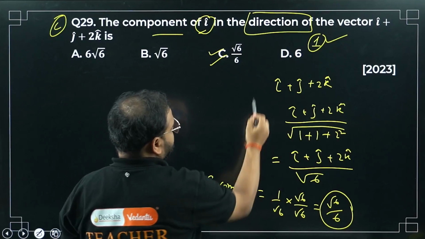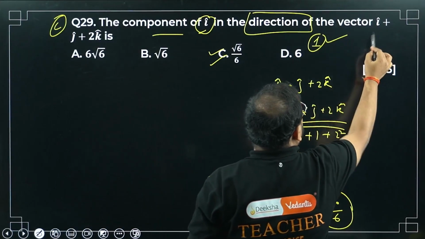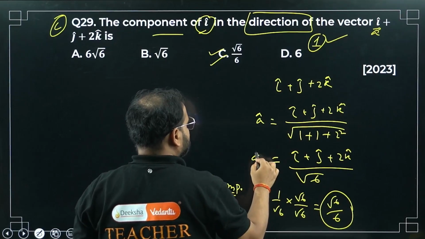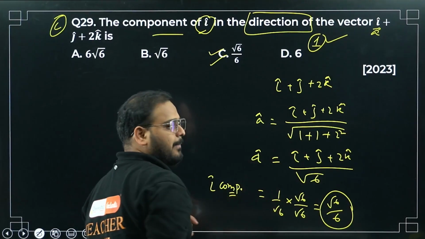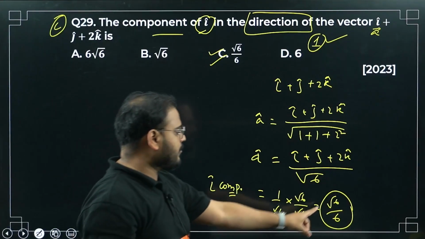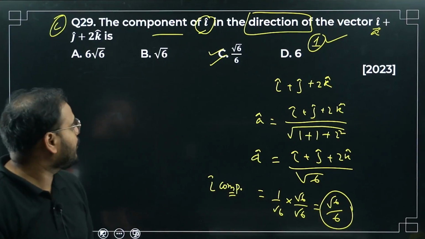If I take this vector to be, let's say, vector A, what is this? Vector A cap means we are looking for what? Unit vector, and from there we have to find what? X component. So what we get? Root 6 by 6. Option number C.